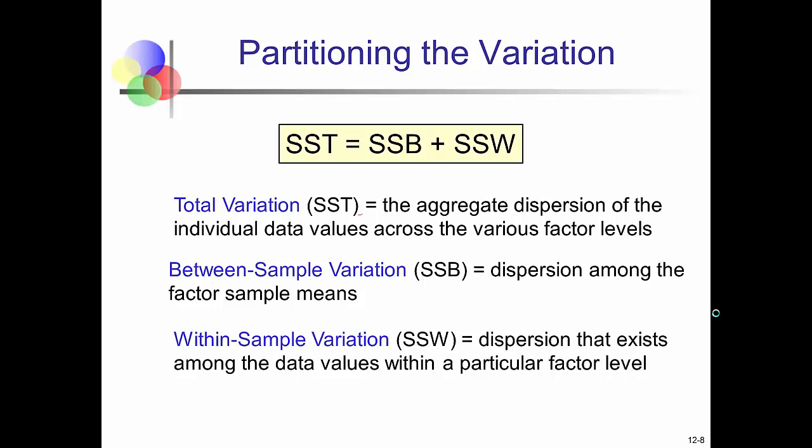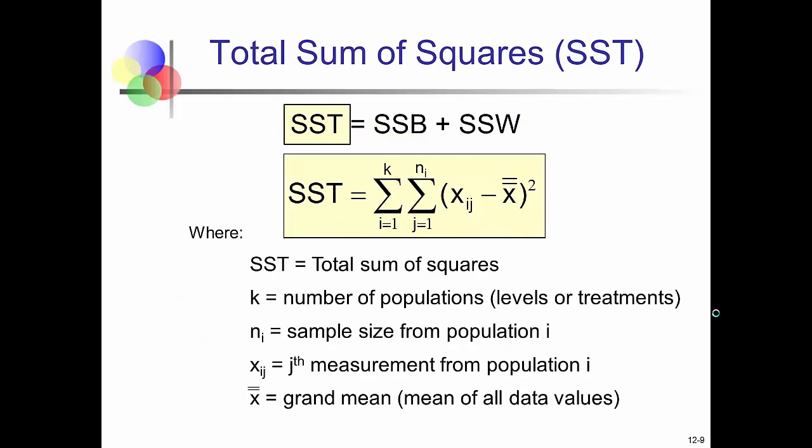Let's look at this more closely. So the sum of squares total, or the total sum of squares, that's the SST. What we're doing is taking each individual data point. I represents the population of interest that we've drawn a sample from. The J is the value in that sample that we're looking at.